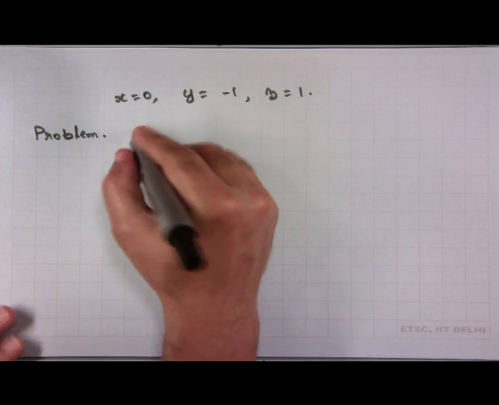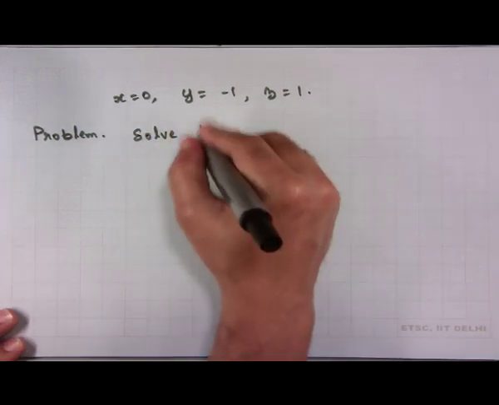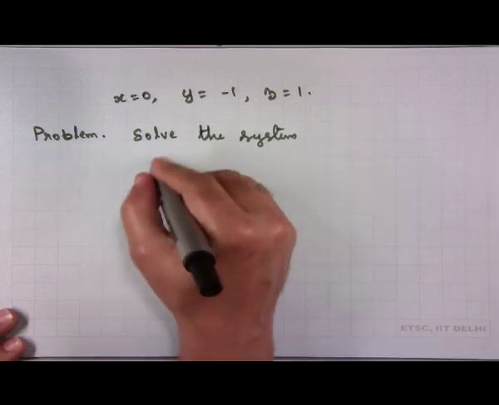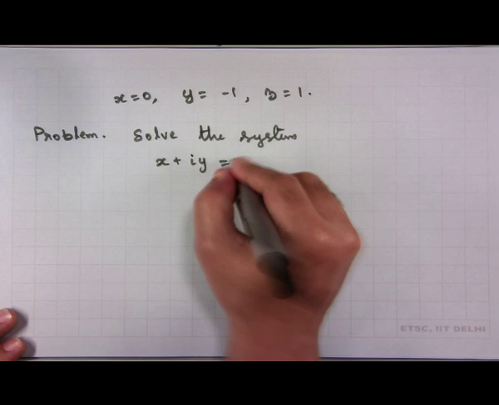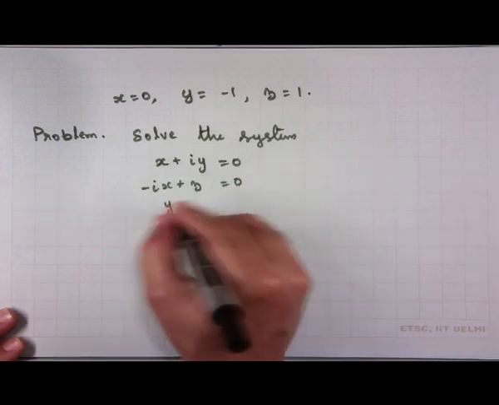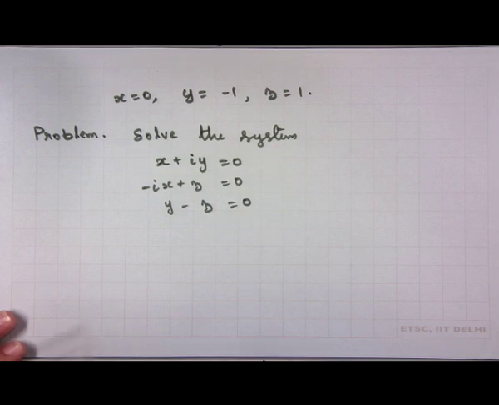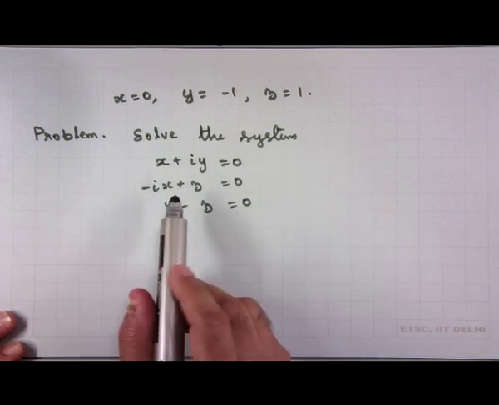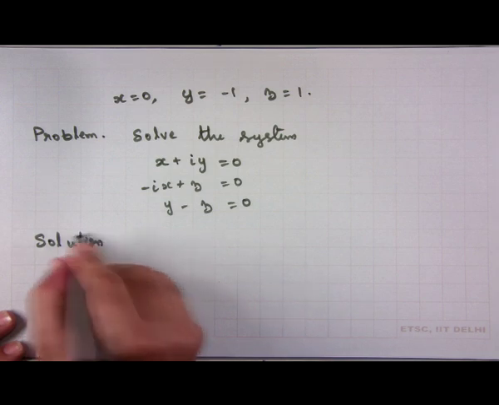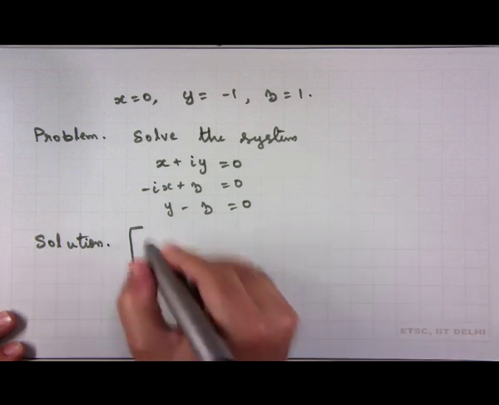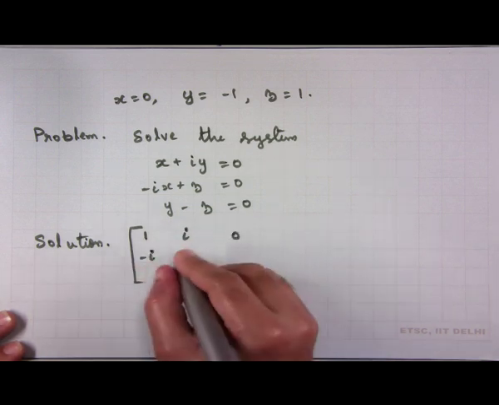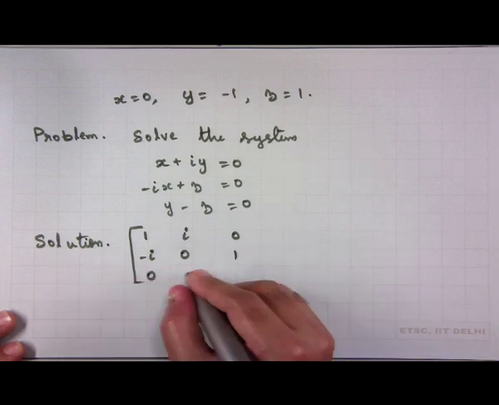So, let us try to solve the following system. Solve the system x plus i y equal to 0, minus i x plus z equal to 0 and y minus z equal to 0. You can notice that this is a system with complex coefficients. Let us write down the augmented matrix 1 i 0, minus i 0 1, 0 1 minus 1.